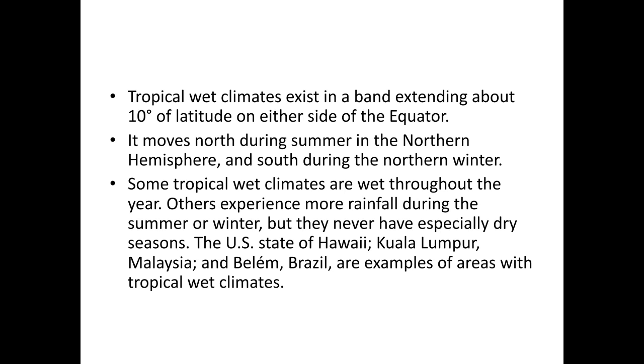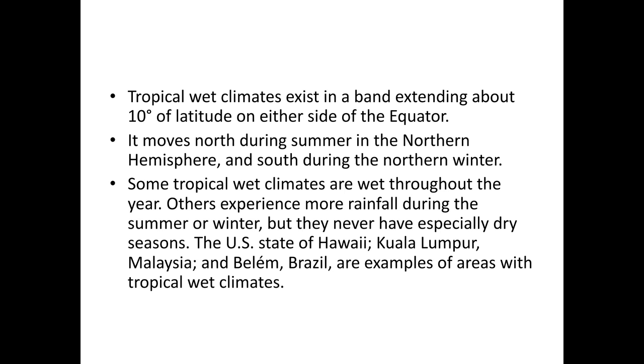Tropical wet climates exist in a band extending about 10 degrees of latitude on either side of the equator. Means 10 degrees north of the equator in the northern hemisphere and 10 degrees south of the equator in the southern hemisphere will encompass this type of tropical wet climate. It moves north during summer in the northern hemisphere and south during the northern winter.